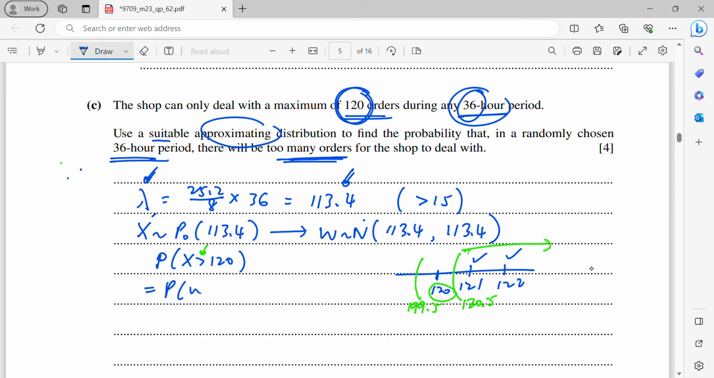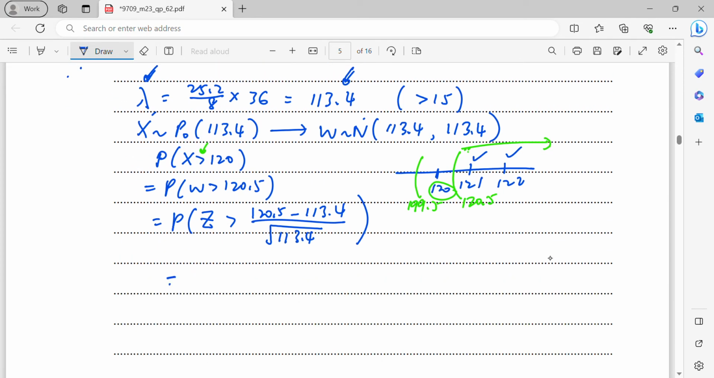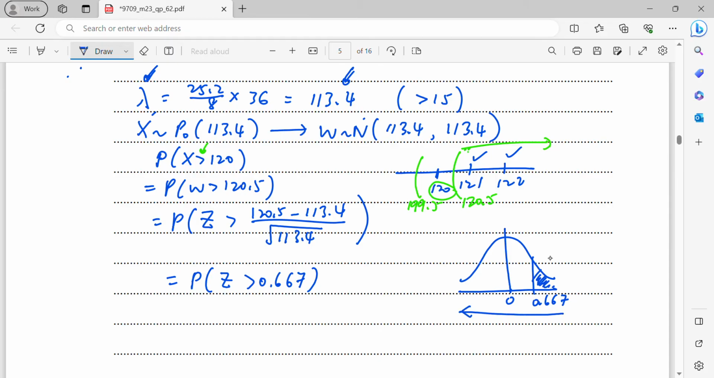So here I will change to P(X greater than 120.5). And then now I will standardize it. Then it will be Z more than 120.5 minus the mean 113.4, over the square root of 113.4. Okay. Then now from here, you will simplify it into 0.667. So now when I refer to the normal graph, okay, 0, here is 0.667. The region is greater than, which means it's towards the right-hand side. So obviously, to get this region from the normal table, I have to use 1, which is the total probability, minus P(Z less than 0.667).